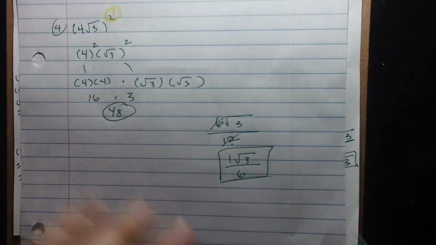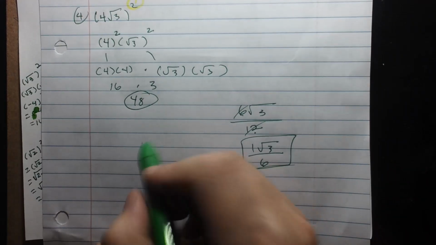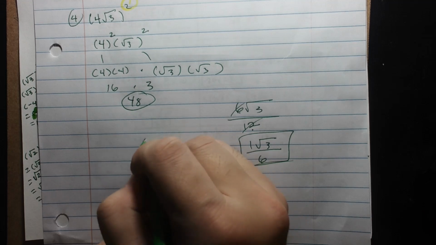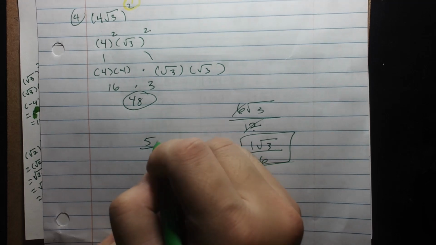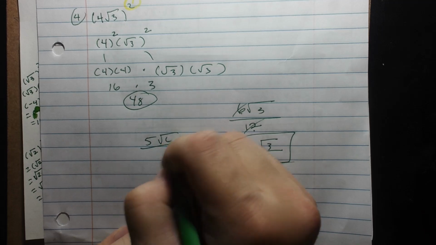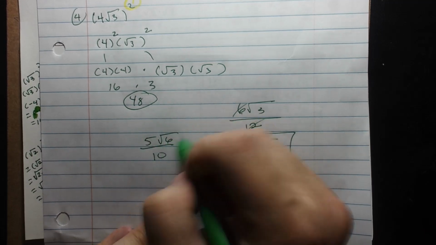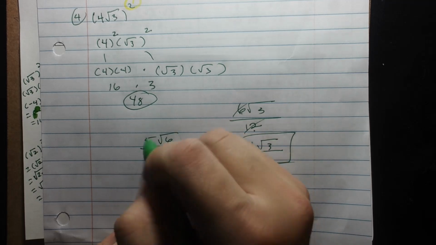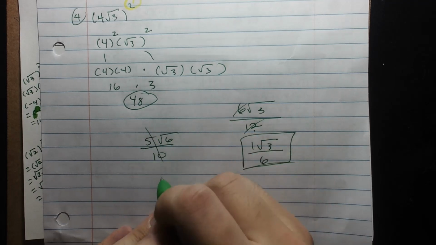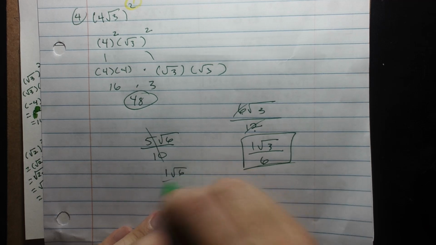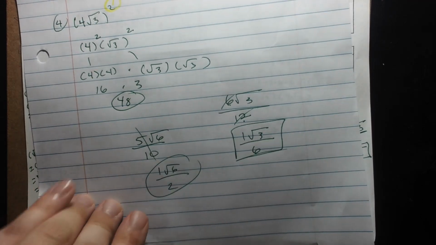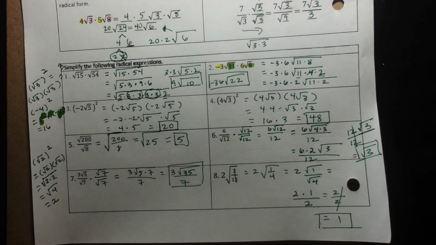Please remember this. If I give you 5 times the square root of 6 over 10, and this is what you're left with, please make sure that you simplify this. That should be 1 root 6 over 2. So just make sure that you know how to simplify something like that. Okay? Alright, we're going to go ahead and look at the back side of the notes.